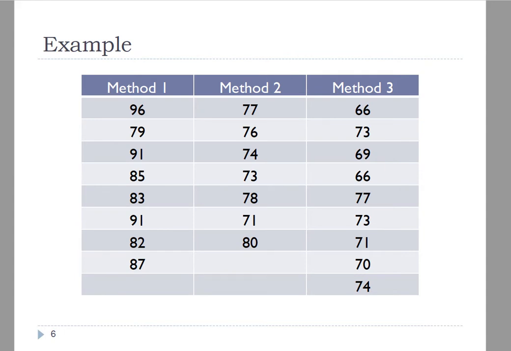So here are our three methods. These are our columns or our groups, and within each method we are actually going to take a random sample. Why is this called a single factor ANOVA? It's because each method presented is a single factor. All right.